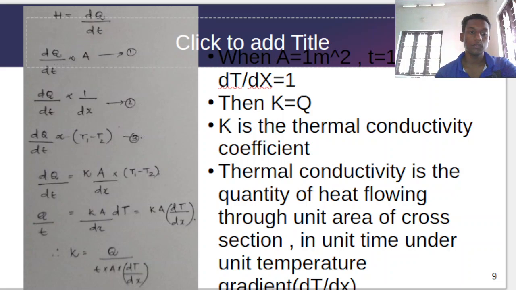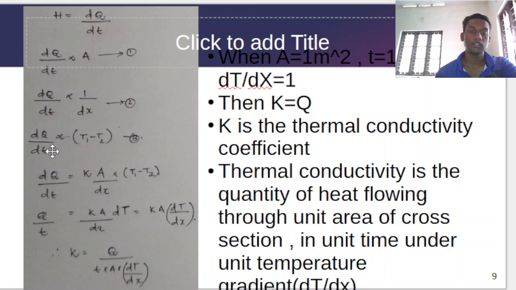So if this wall has a greater area, then the heat transfer in a particular time interval will be more. Also, you have seen that a thin metal plate becomes hot more easily than a thick metal plate, so the rate of heat transfer will be inversely proportional to the thickness. That means if thickness is less, then the heat transfer will be more. If thickness is more, then the heat transfer will be less.